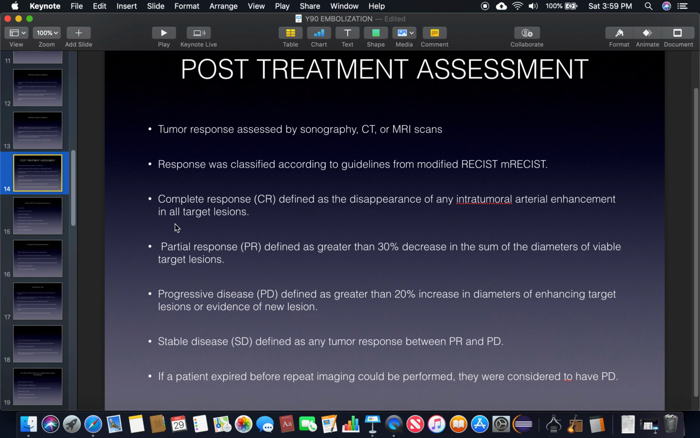And then, of course, how do we define responses? Complete response is if there is a disappearance of any intratumoral arterial enhancement. Partial response is if there is more than 30% decrease in the sum of the diameter of the viable target lesion. Progressive disease is defined as more than 20% increase in the diameters of enhancing target lesions or a new lesion. Stable disease is defined as any tumor response between PR and PD, and if the patient expired before repeat imaging could be performed, they are considered to have a PD, or progressive disease.